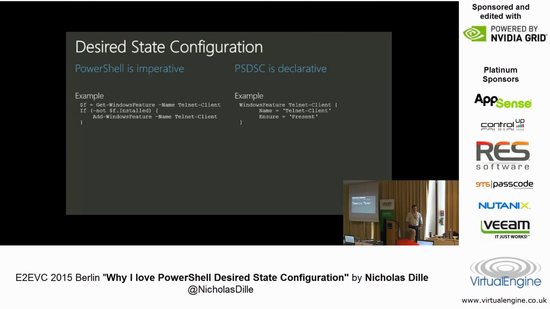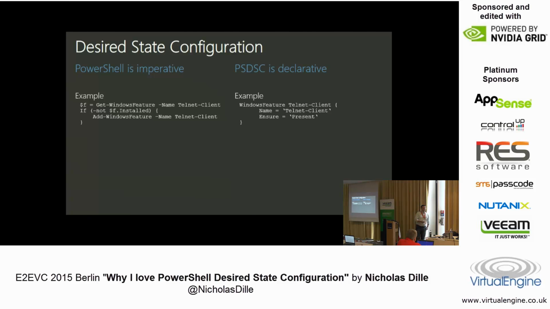But the problem is, now, let's first look at the other side. Desired state configuration is declarative. You just declare the state that you want a system to achieve. So you just tell desired state configuration that you want a feature to be present, and desired state configuration makes it so.